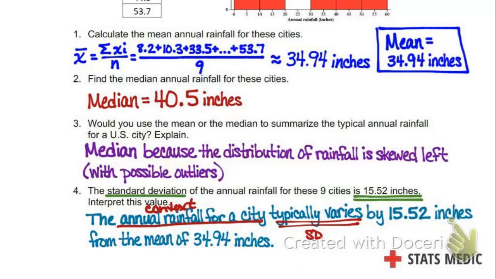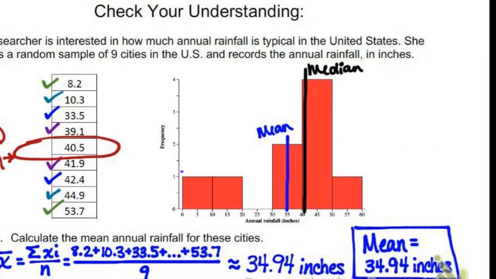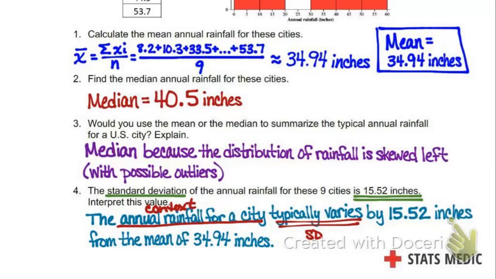All right, you should use the median. The distribution is skewed left. It looks like it might even have some possible outliers there. I'm going to go back and look at that picture and tell you what I mean by skewed left. If I trace over the top of this data, you see how it has this tail over here? And the tail is on the left-hand side. So this would be a skewed left data group. So we would use the median because the distribution of rainfall is skewed left.